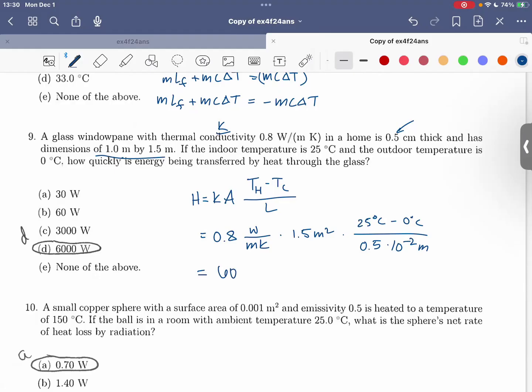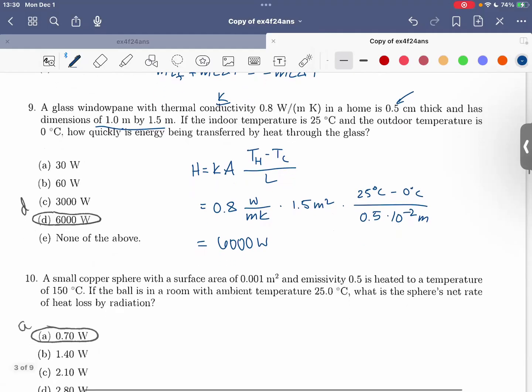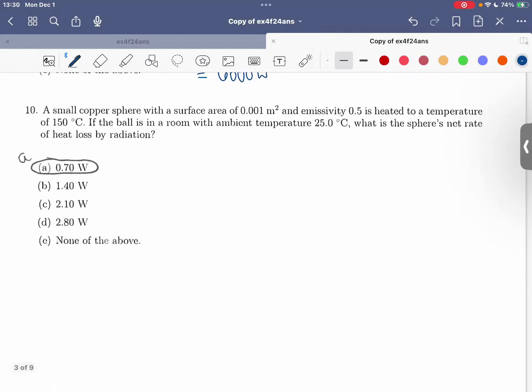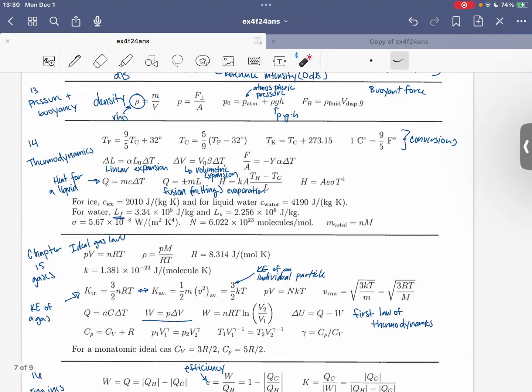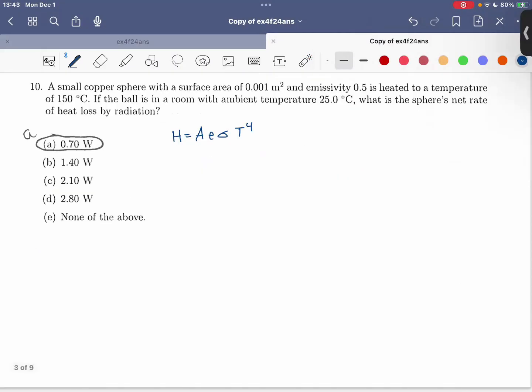Which is 6,000 watts. Okay, perfect. That's number 9. And then 10 is going to be the one that uses Boltzmann's constant again. So this one right here. And we're going to be using this equation. And note that these temperatures need to be converted to Kelvin. But other than that, you just plug everything in.